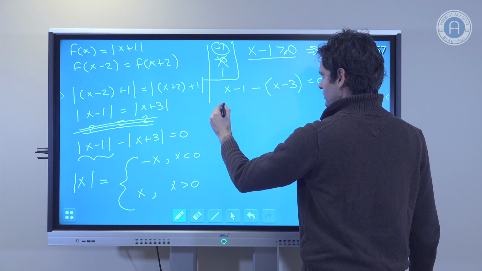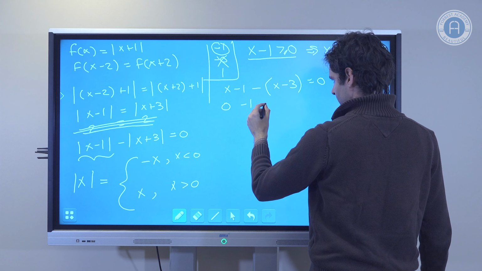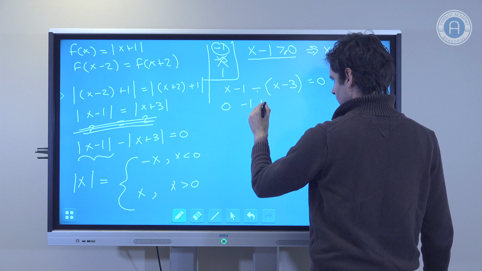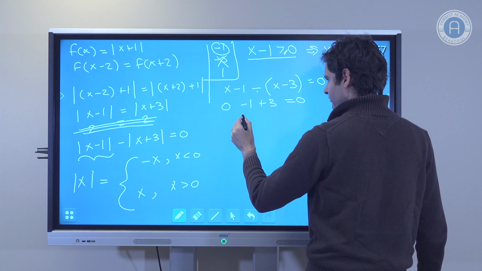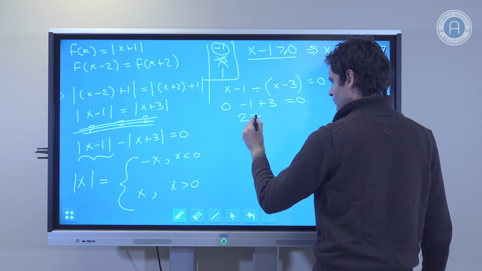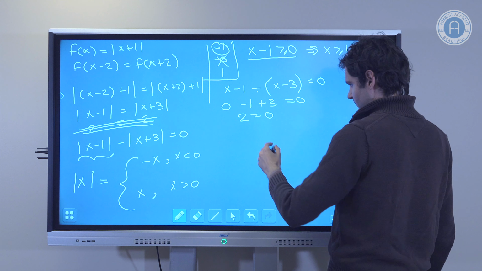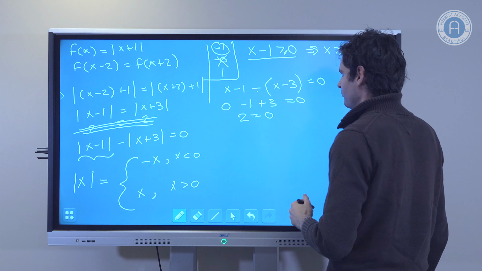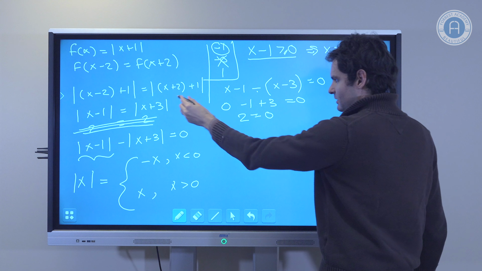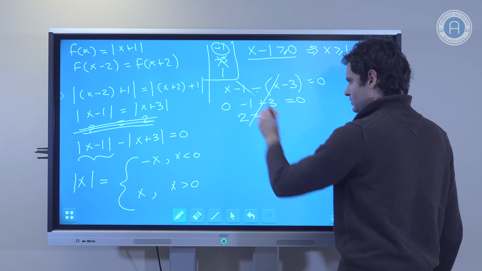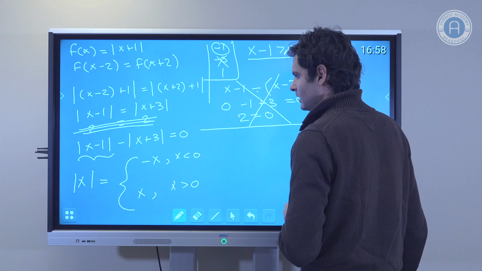x minus x, that's 0, minus 1, minus and minus as plus, plus 3, that should be 0, and now we have the following. 2 is equal to 0. Well, that's clearly not true. So what that means is that there's no value of x bigger or equal to 1 that will satisfy that equation. That's where we get a contradiction. Okay? So this case didn't work.